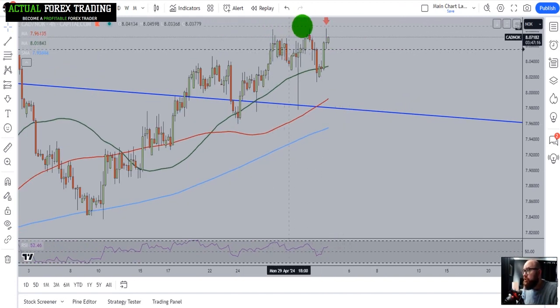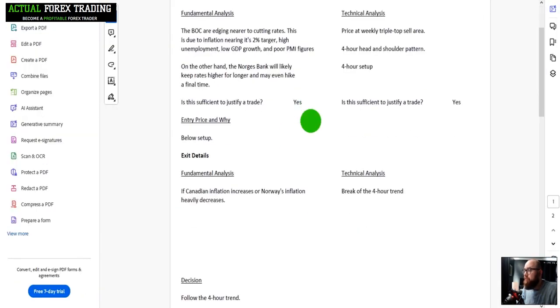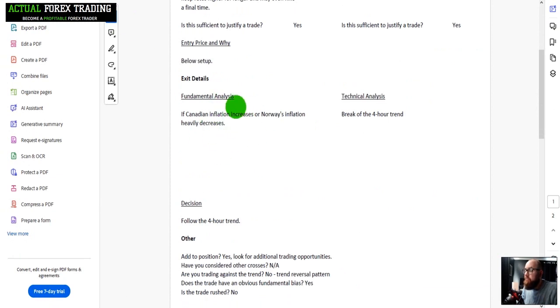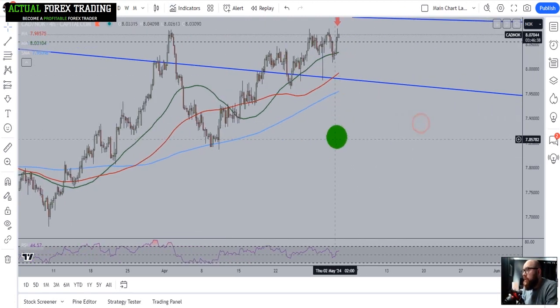Stop loss will be above the head and shoulder pattern, above the setup, and then looking to catch a downtrend on the 4 hour. If the economic figures start to change for Canada or Norway, then I'll consider closing the trade down because the fundamental foundation of the trade will be gone. And that's something I want you to take away in this video: if the trade is based on some sort of technical foundation or fundamental foundation, if that's removed, if it changes, then close the trade down. If the foundation's gone, the building is going to crumble. So take that away. Make a note of that.